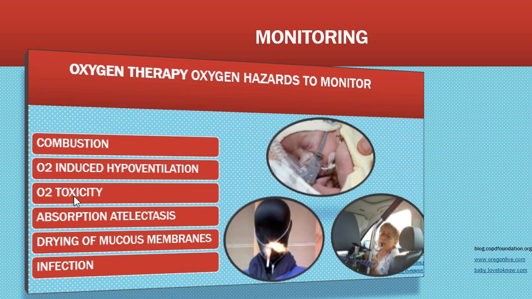Another one is the drying of mucous membranes. We want to make sure we're watching the patient for dried mucous membranes. And the other one is infection, and infection can come from nebulizers and other delivery systems that are not being kept clean. We want to make sure that our patient teaching includes that patients need to know how to clean their O2 equipment.